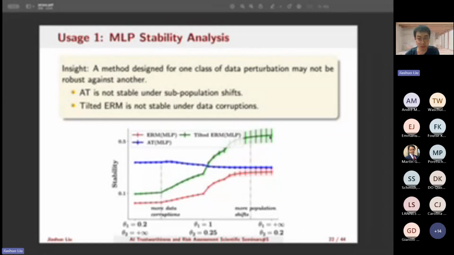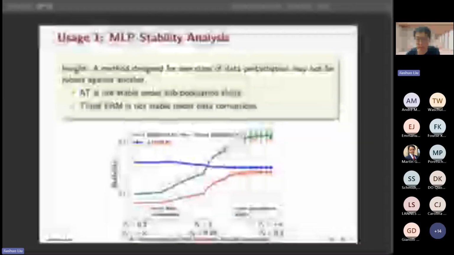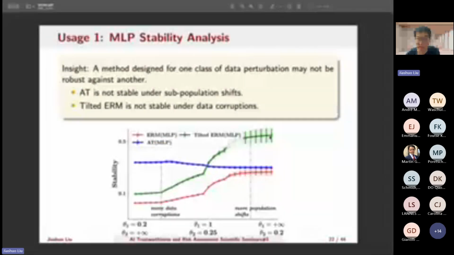So it means that when designing robust methods, we really need to think more carefully about what kind of data perturbations we would like to deal with, or what kind of data perturbations may occur in practice.